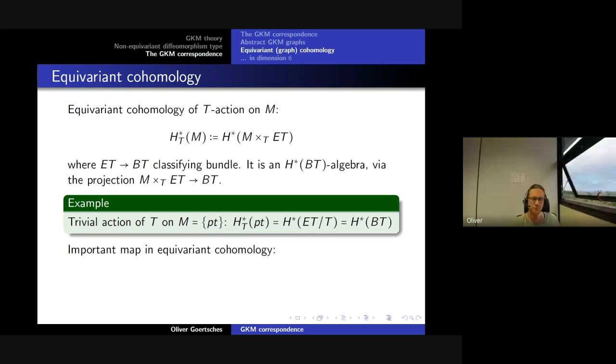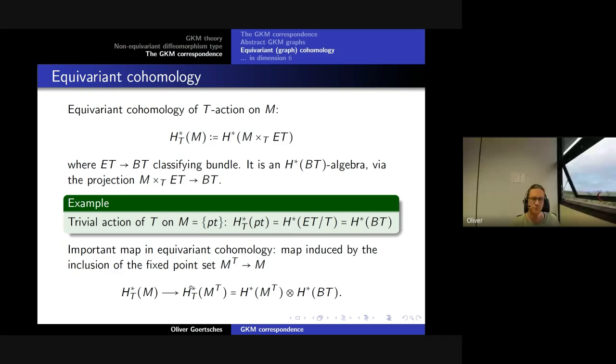Okay, so there's one important map in equivariant cohomology, which is the map induced by the inclusion of the fixed point set. The fixed point set of the action sits inside M, so you can look at the induced map from the equivariant cohomology of M into the equivariant cohomology of the fixed point set. Here, it's not a point anymore, but still it is some manifold on which the torus acts trivially. And when the torus acts trivially, this product with this diagonal quotient becomes just an honest product. So by the Künneth formula, you get a tensor product here, so this becomes a free module over H star BT.